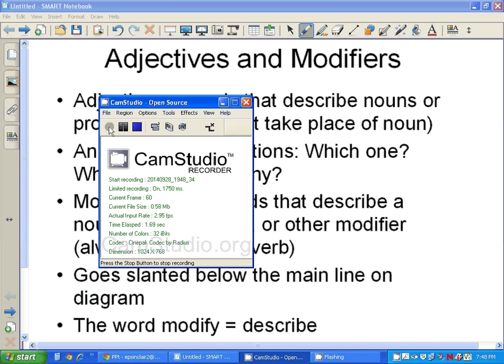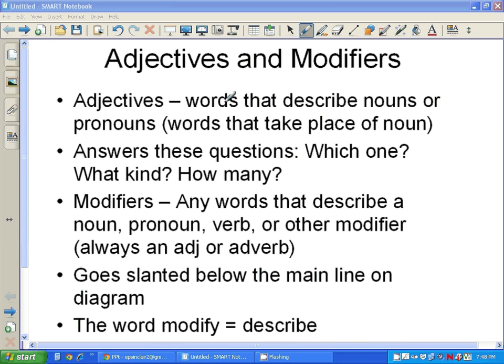All right, this is our first screencast session. Go ahead and get your notes out and be prepared to write some stuff down to bring into class tomorrow. Our first demonstration here is going to be about adjectives and modifiers.